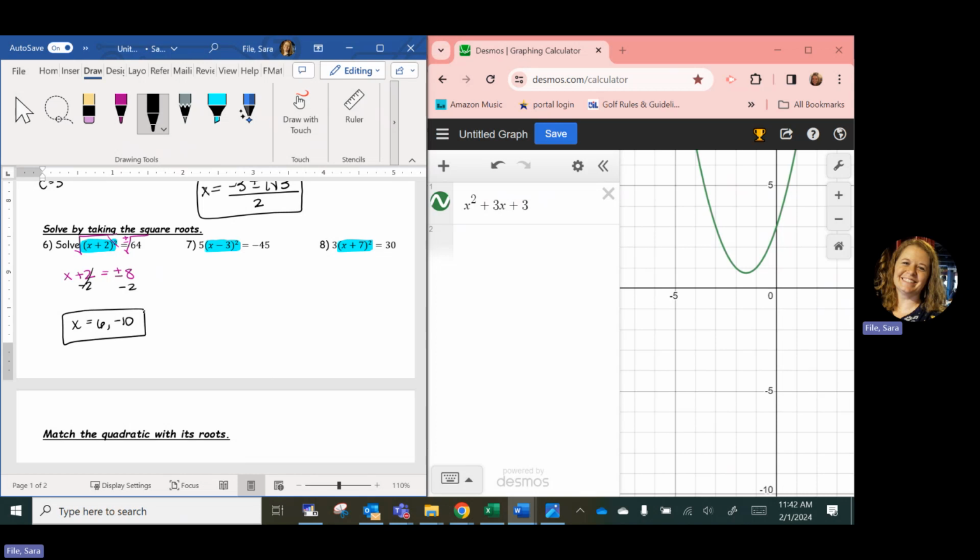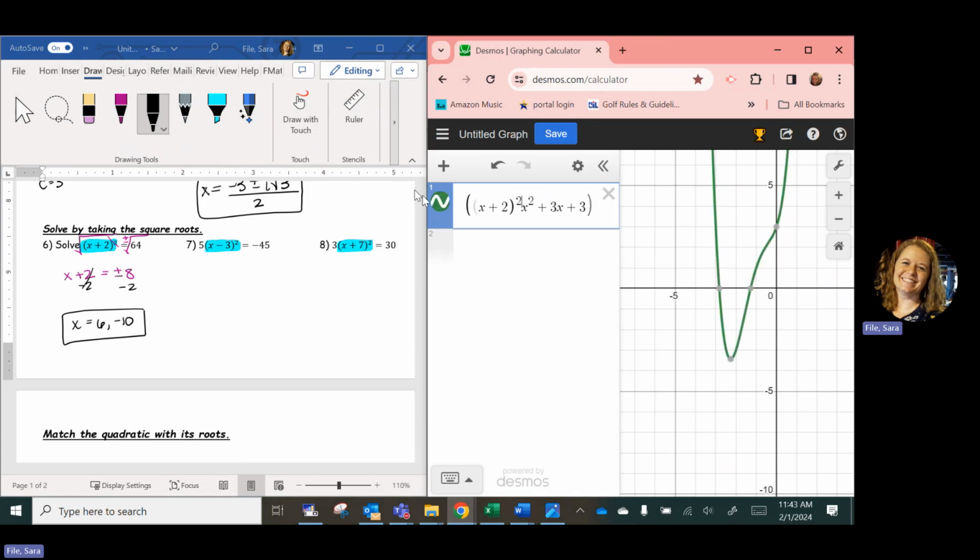You could also have solved this one by graphing. If I had typed this in, x plus 2 squared. Oh, why is everything else still there?